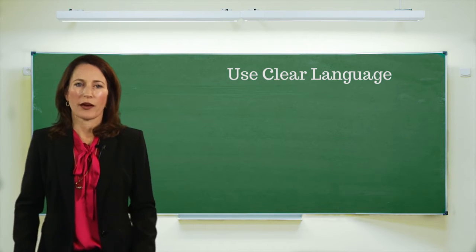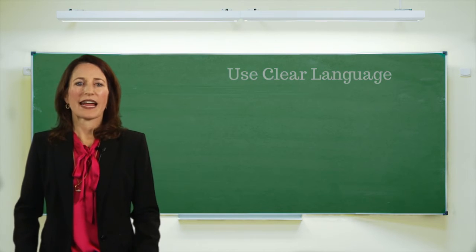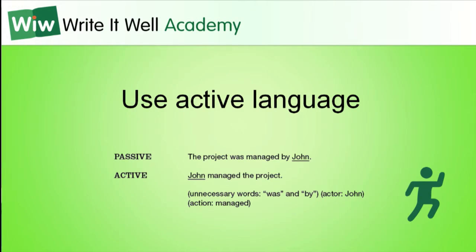So let's decode that. What does that mean? In active language, you have an actor that's defined and the actor comes first. In passive language, there is either no actor or the actor comes after the action. So here's an example. The project was managed by John. Now, John is the actor, but he comes after the action. So instead, we're going to turn that into active language. John managed the project. Okay?